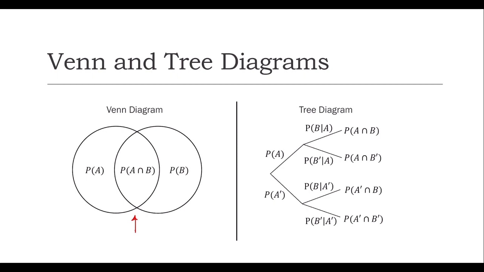So one circle would represent A. Inside you'd have the probability of A. And in here, which would be B, you'd have the probability of B. And the middle section would be their overlapping parts.